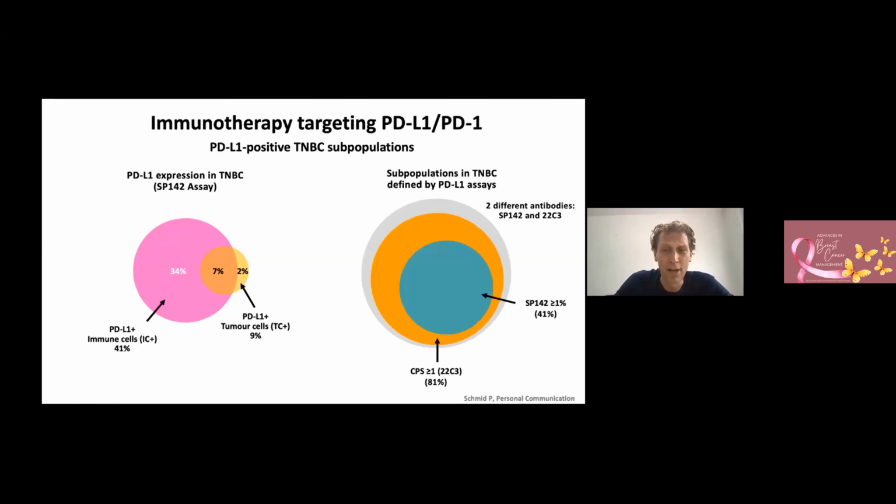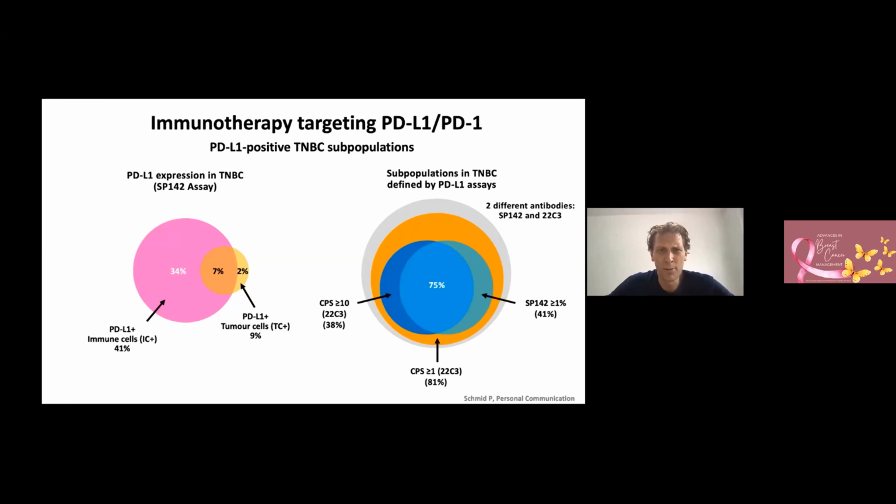If you overlap this with SP142 with 1%, it's only 41% positive, a subgroup of the largely 22C3 patients. But if you use different cutoffs for the CPS assay and use a cutoff of 10, we come again to a subgroup of around 40%, but that's only incompletely overlapping with SP142.